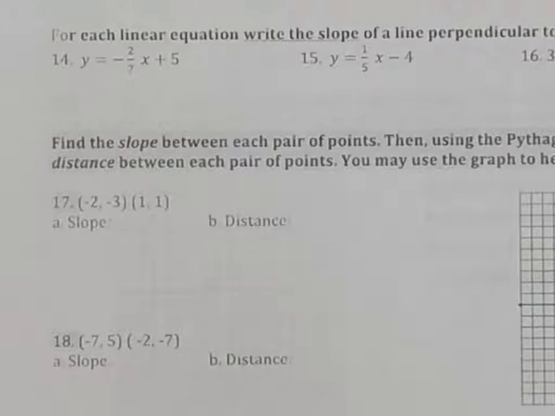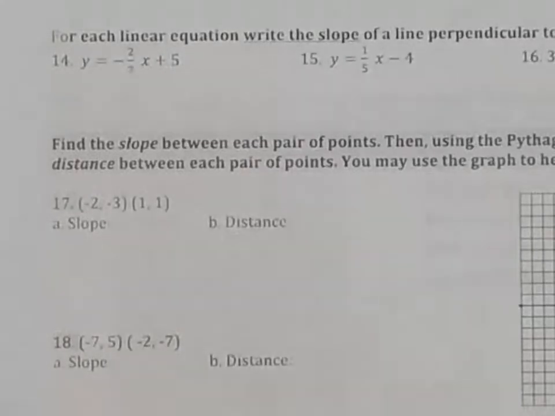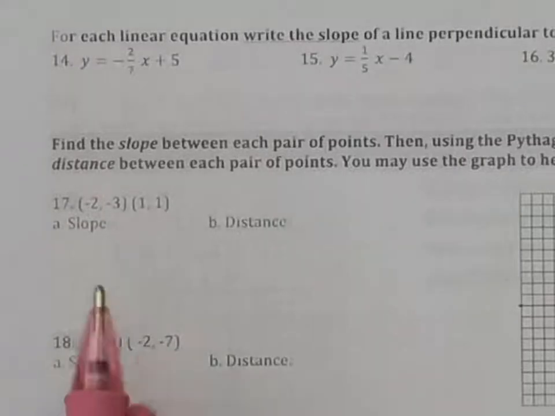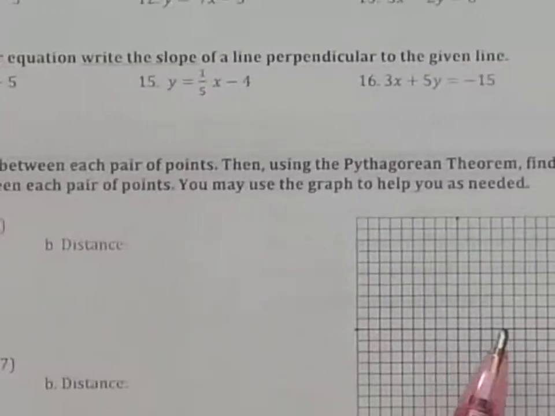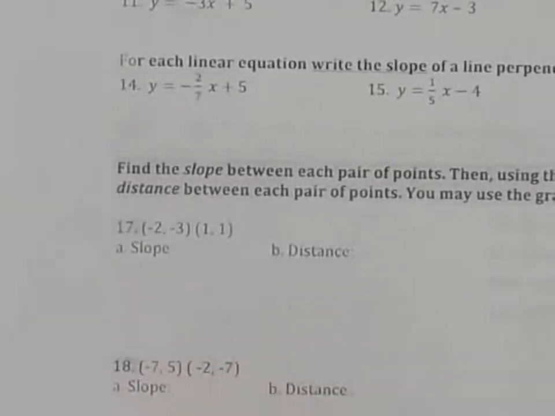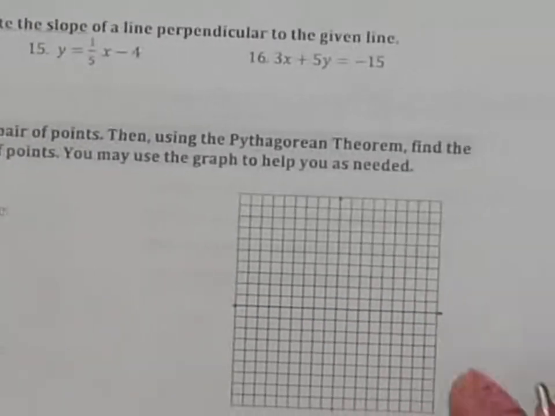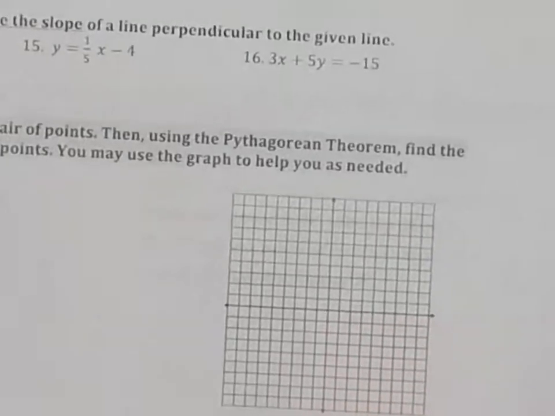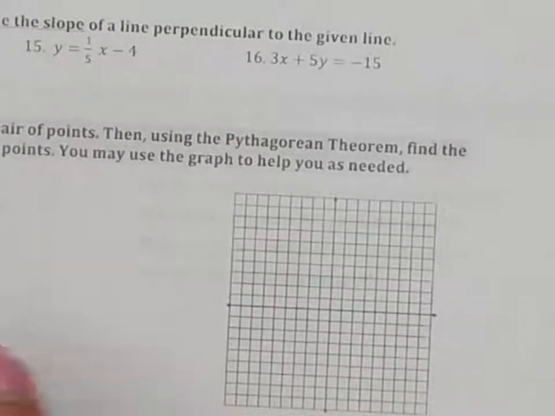So it says find the slope between each pair of points. Then using the Pythagorean theorem, find the distance. Okay. So basically, we'll just do number 17 and we'll talk about it as we go. So they give you a coordinate grid. So if you want to graph your 2 points, you can. So I have -2, -3, -2. Oh my goodness, why is it making it so hard to see? Hold on.